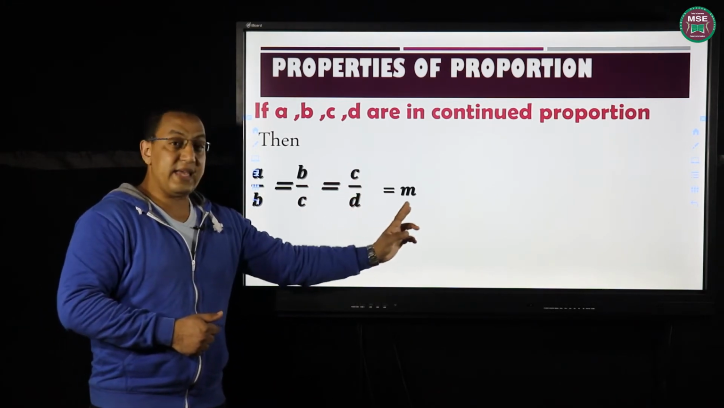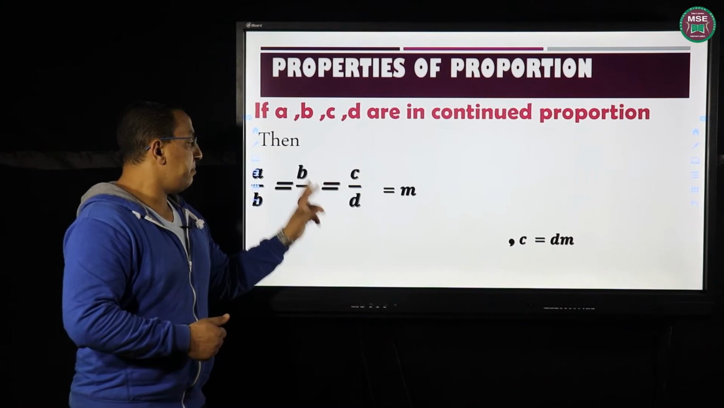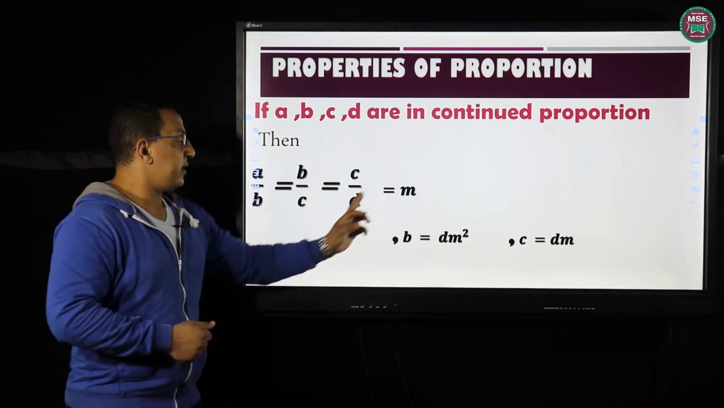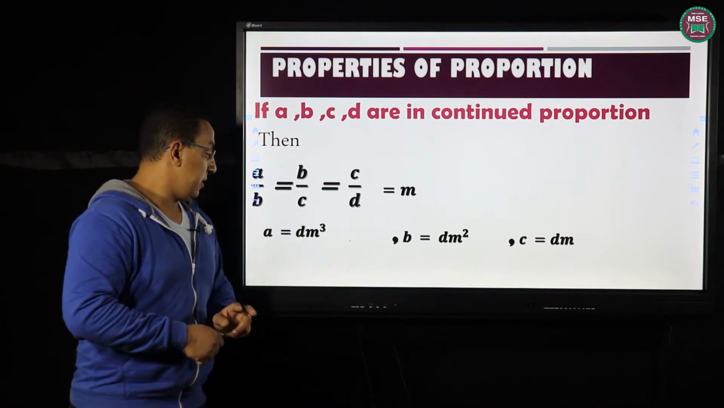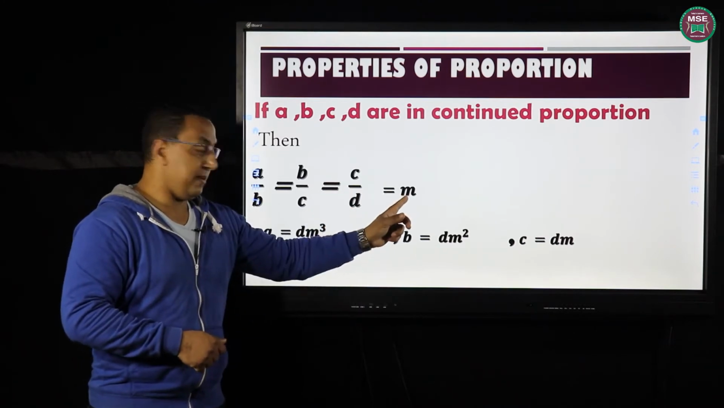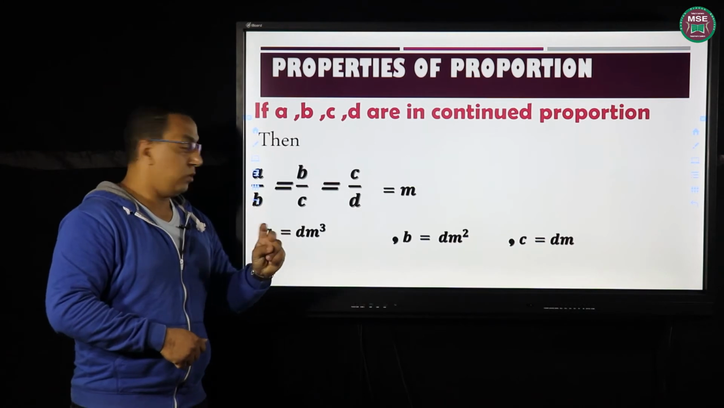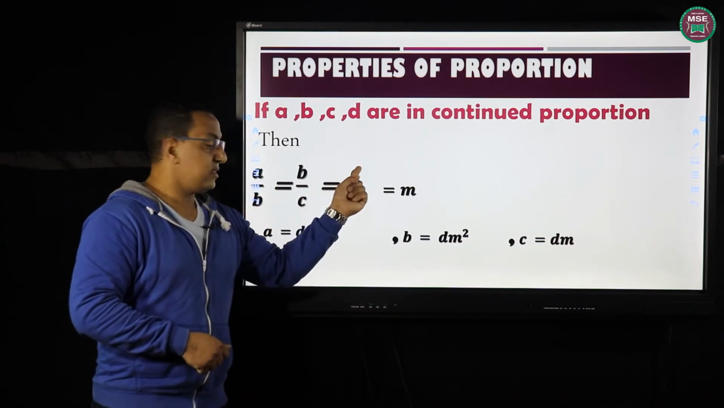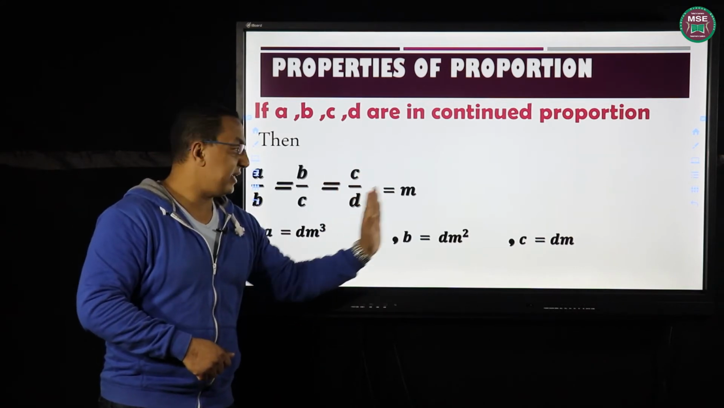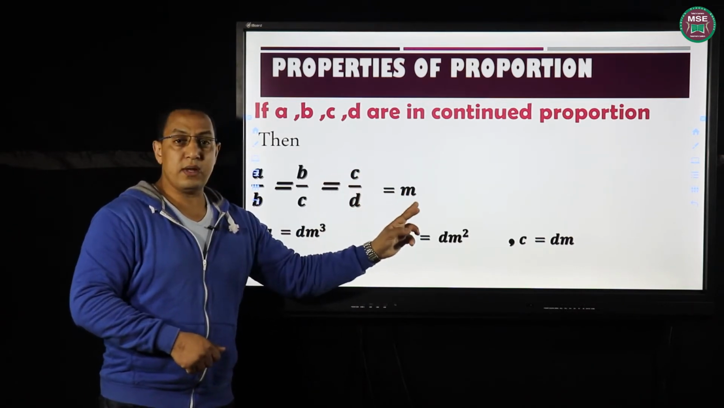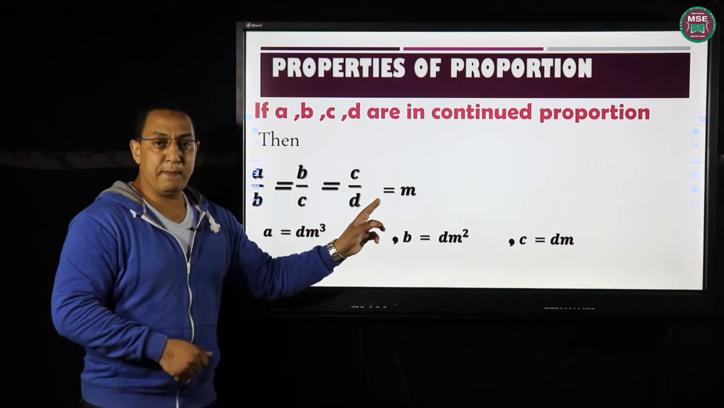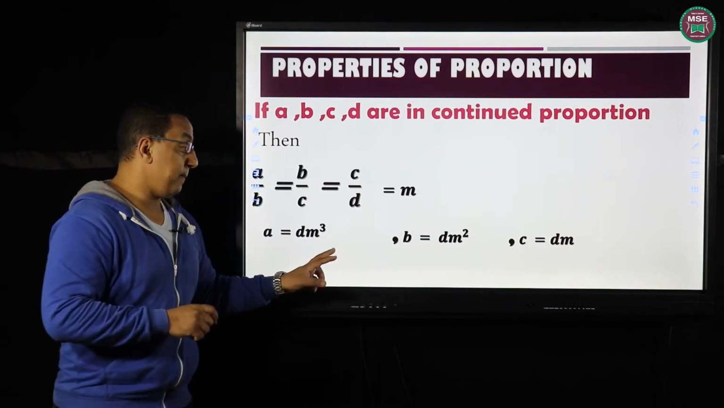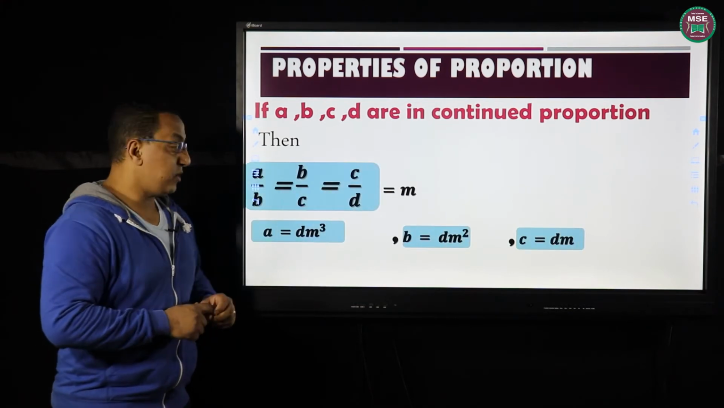C equals DM, and B equals DM to the power of 2, A equals DM to the power of 3. Always we start with the last number, the one nearest to M. So C equals DM, B equals DM power of 2, A equals DM power of 3. This is a very important rule.